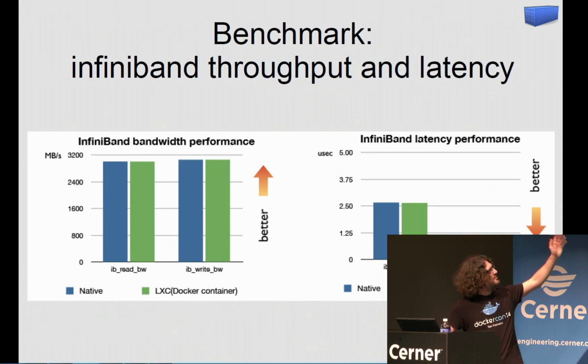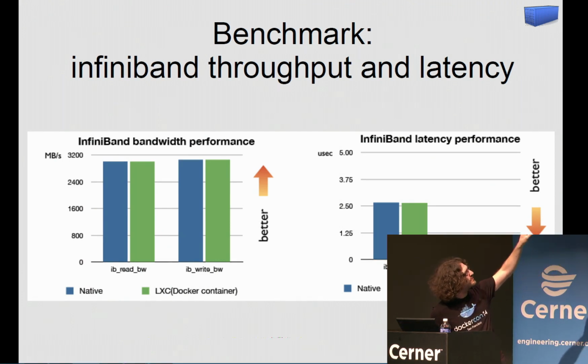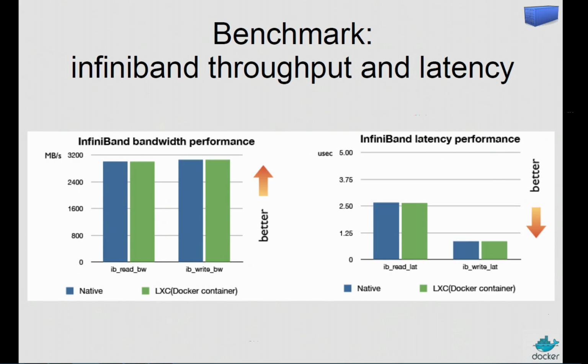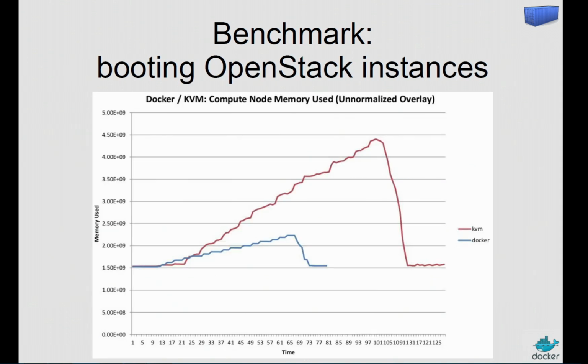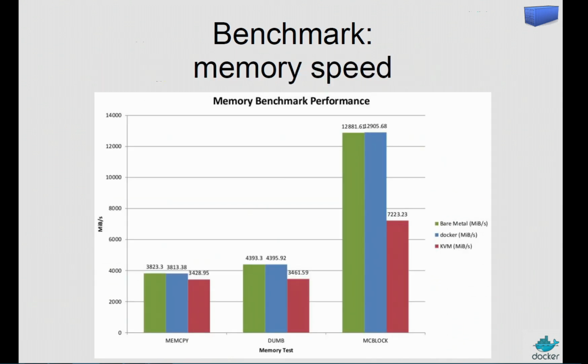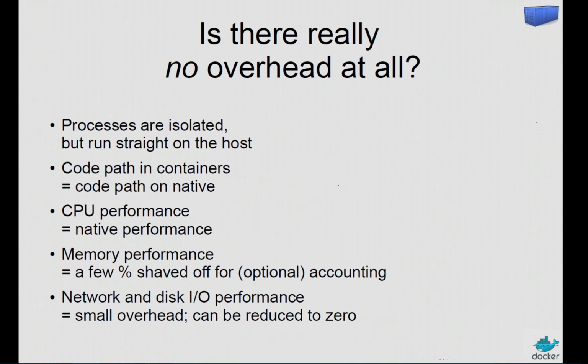This is a benchmark of InfiniBand throughput and latency, so no difference between native and containers. This is a benchmark to compare how long it takes and how much memory it takes to spin up Apache web servers inside of KVM virtual machines or inside of Docker containers on OpenStack. This is a benchmark of memory speed. Again, containers and physical machines have exactly the same scores, and VMs have a little drop.